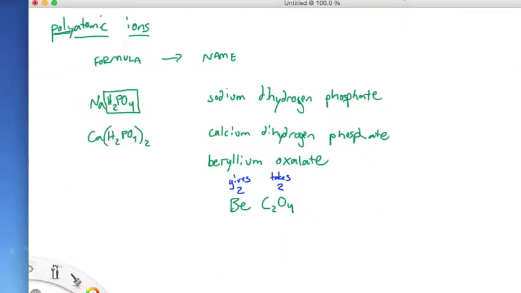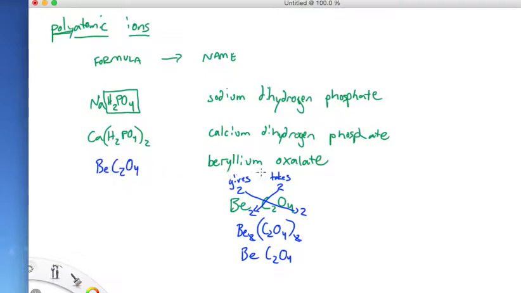All right, so you know that oxalate takes 2 electrons. So let's go back over here, and we'll crisscross this. Crisscross applesauce. Okay, so it's going to be Be2C2O4, and that whole thing 2. But since these are the same number, we can just reduce it. We can just call each one of these 1. So it'll be BeC2O4. That's beryllium oxalate. Okay, so that's how you go from a name into a formula.